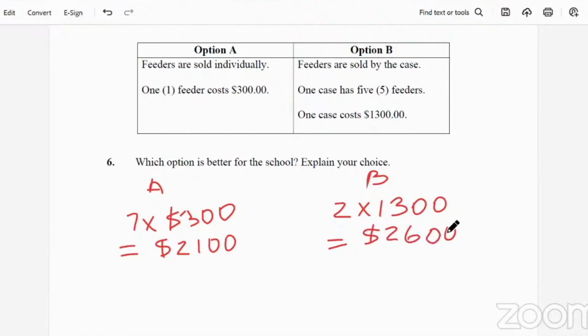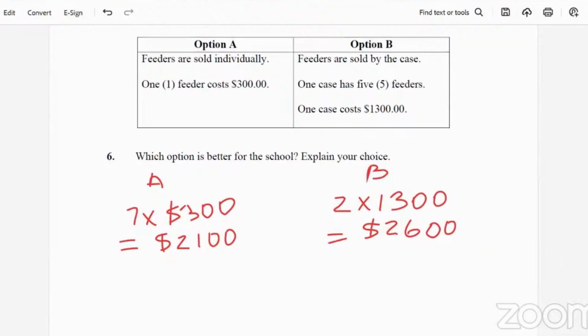All right, so if we choose option A, we would purchase 7 individual feeders. They are sold individually for $300 each. It would cost us $2,100. If we go with option B, we would have to get 2 cases because they're not sold individually. One case has 5. We will still need 2 more, so we would have to purchase another case. So another $1,300. So we would have to spend $2,600. So which of these options would be better for the school?